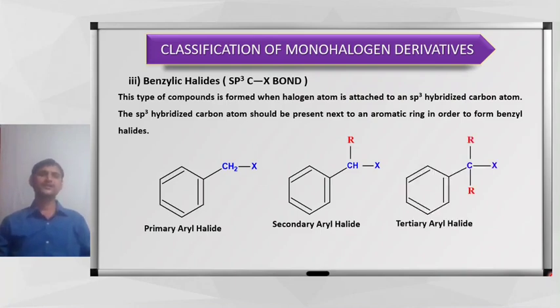Now see, next one is the tertiary alkyl halide. Now this carbon atom is attached to another 3 carbons. This carbon, this carbon, this carbon are attached to this carbon. So the halogen atom is attached to that carbon, and that carbon is attached to another 3 carbons. So that's why this is the tertiary alkyl halide.